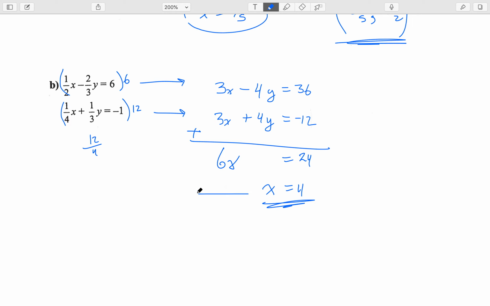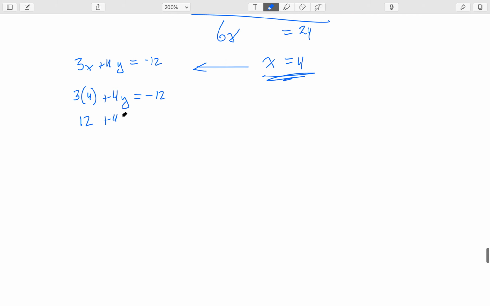Now what? I need to sub it back in, right? But I'm not going to sub it into one of these ugly ones. I'm going to sub it into an easier equation. Let's use this one: 3x plus 4y equal to negative 12. Now, if the x value is 4, plug it in. So this is 3 times 4. So this is going to give me 12, right? 3 times 4 plus 4y is equal to negative 12.